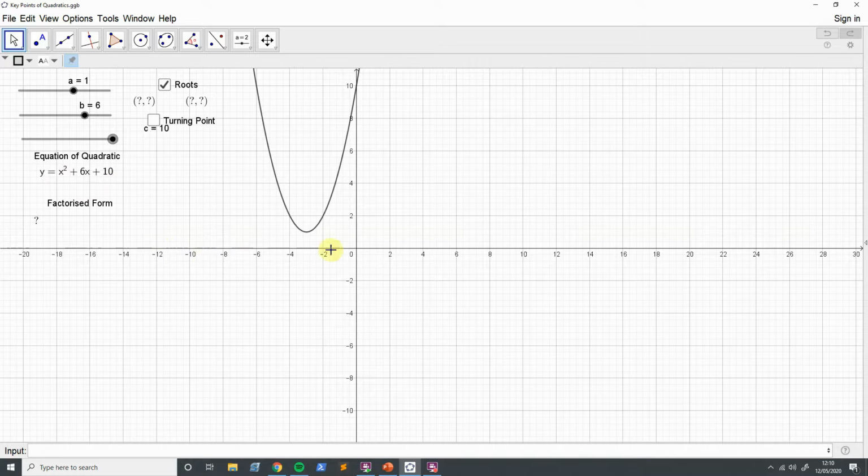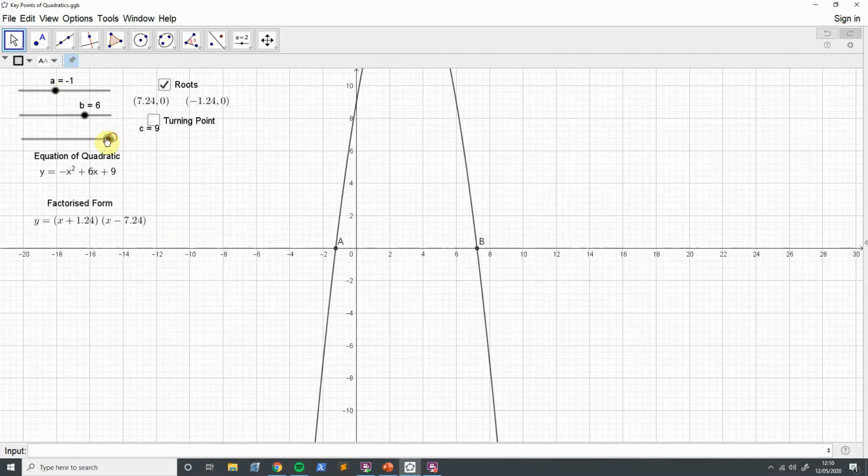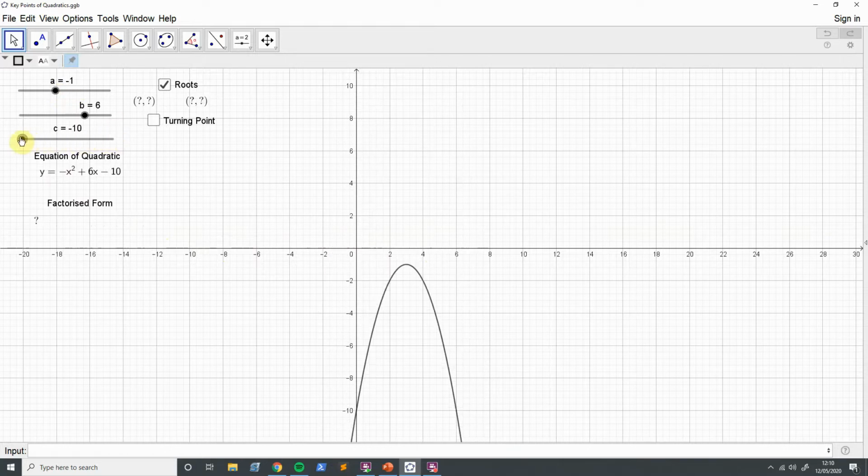So it's very possible for something to have no roots, and that is just if it's floating above, or if we had a negative one and it was floating below. So again, that would have no roots.